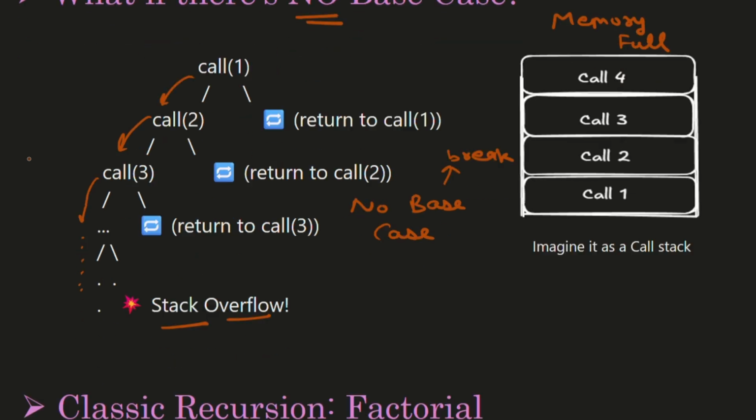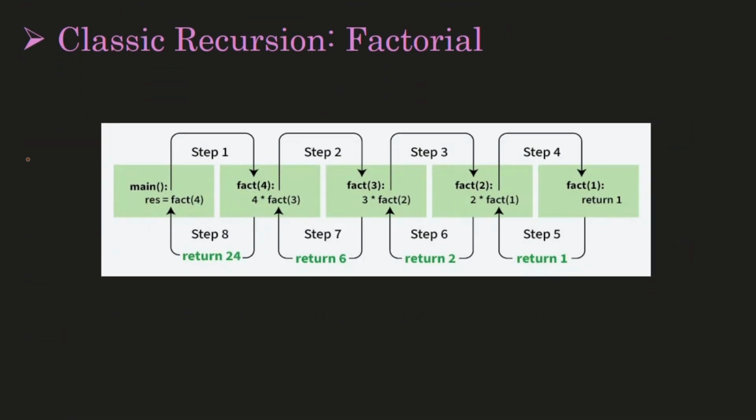Now, let's talk about a classic example, a factorial. Take 4 factorial, 4 times 3 times 2 times 1 equals 24. With recursion, it's 4 times 3 factorial, then 3 times 2 factorial, down to 1. Multiply back. 1 times 2 is equal to 2. 2 times 3 is equal to 6. 6 times 4 is equal to 24. Each step waits in memory until you hit 1, then solves back up.